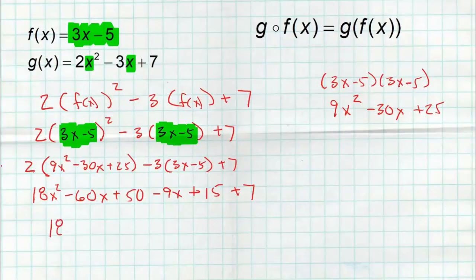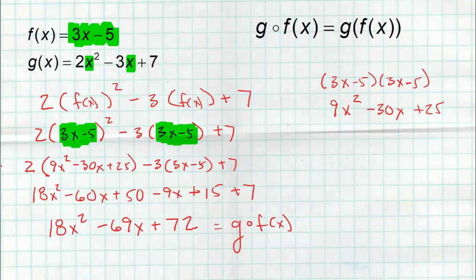So combining all my like terms, I got 18x squared. I got negative 69x. I got 50 plus 15 plus 7. 50 and 15 is 65. 65 plus 7 is 72, I believe. So there's my final answer for g composed of f of x.